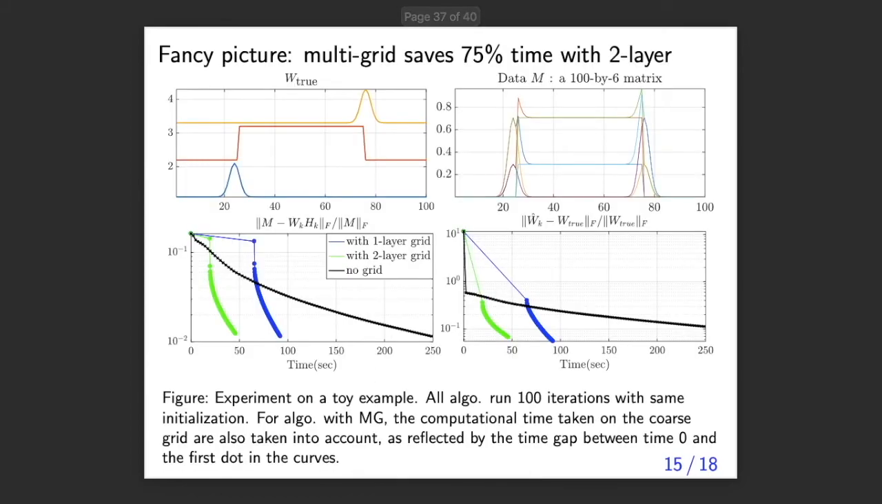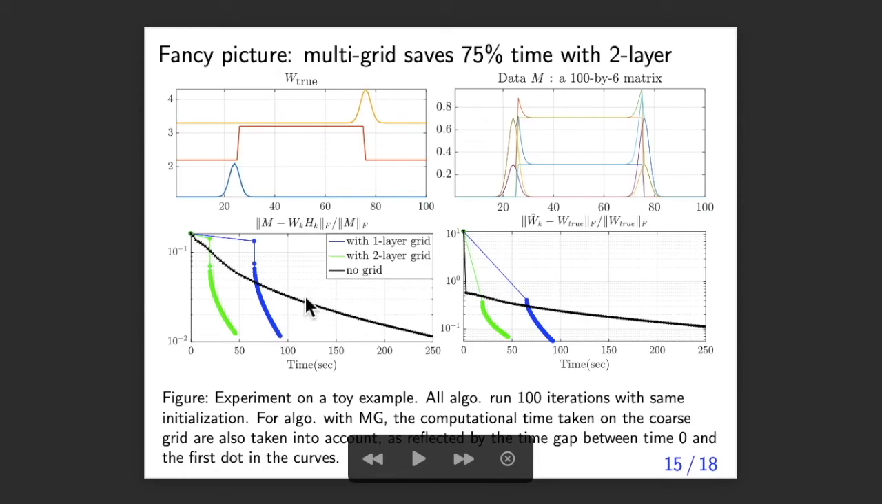Lastly, these are the numerics. First of all, this is a toy problem for illustrating that multigrid will give you faster convergence. The black curve is the convergence in time for the fitting norm with no grid. That is just a normal algorithm. The blue and the green are with 1-layer and 2-layer multigrid. You can see that multigrid saves a lot of time.